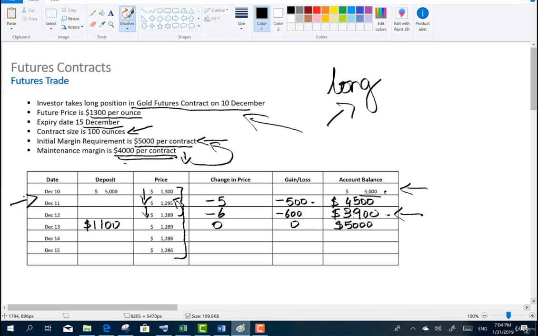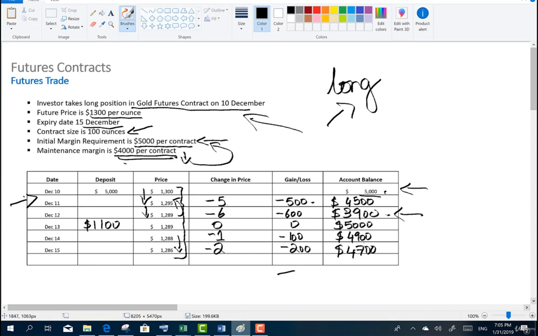Now on the fourth day, there's a further $1 drop in price. So on 100 ounces, the total loss would be $100 and your account will drop to $4,900. And on the last day, a further $2 drop and negative 200 on 100 ounces, and your account will close at 4,700.